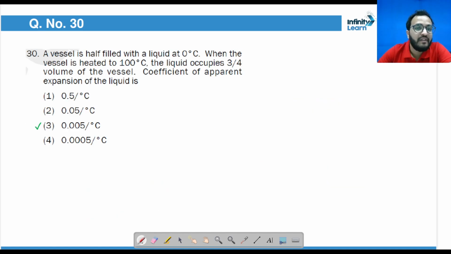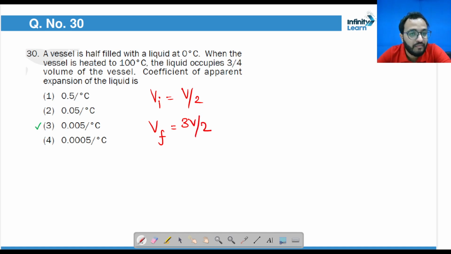A vessel is half filled with liquid at 0 degrees centigrade. Then the vessel is heated to 100 degrees centigrade. So what is the initial volume? It is V by 2. What is the final volume? 3V by 2.